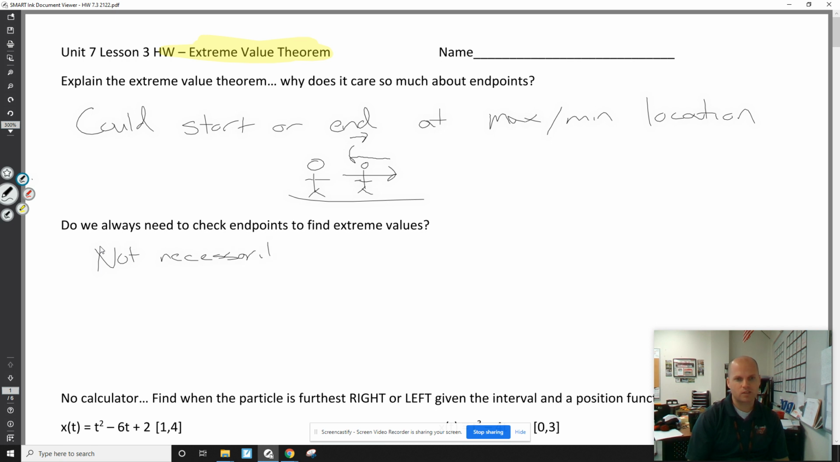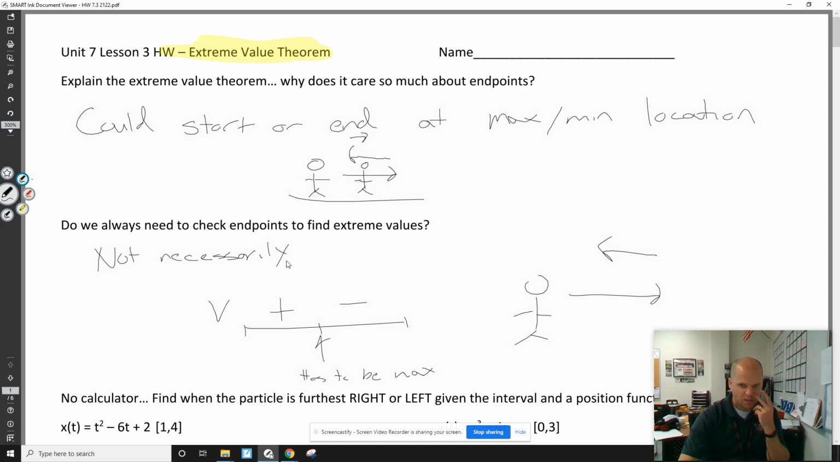And I hope this makes sense why it's not necessarily. For example, if you want to figure out when something's furthest right and your velocity is positive and then negative, could your endpoint here and here be when you're furthest right? Well, no, because I start somewhere, I move to the right, and then I move to the left. How much? I don't know, but I move to the right and then I move to the left. Maybe a little bit less, maybe more. But no matter what, boom, this has to be the max.